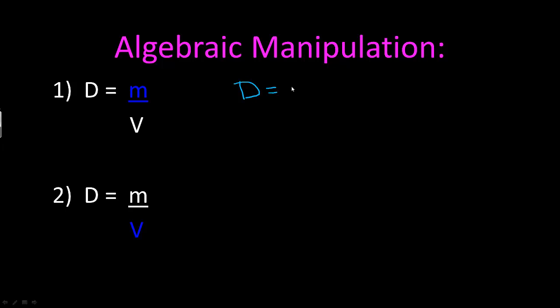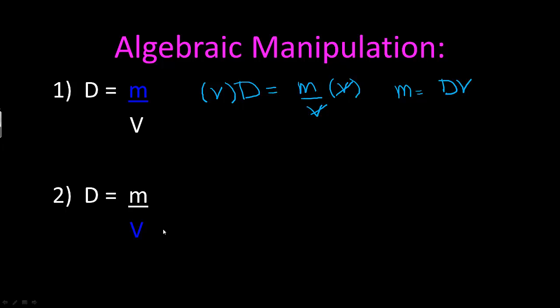I'm going to rewrite this. d is equal to m divided by v. We need to get rid of the v. So what we're going to do is we're going to multiply both sides by v. If we multiply that side by v, we have to multiply this side by v. When we do that, v divided by v is 1, so they go away. And we've got here m is equal to d times v, which is density times volume.